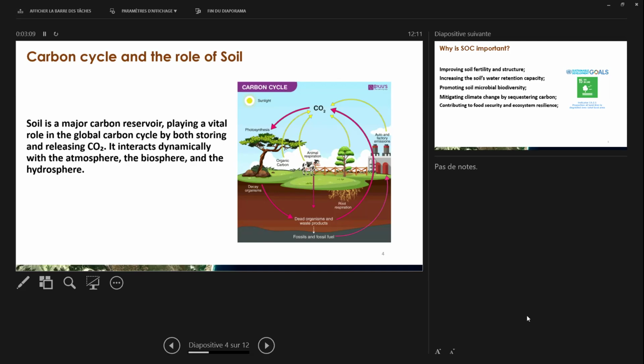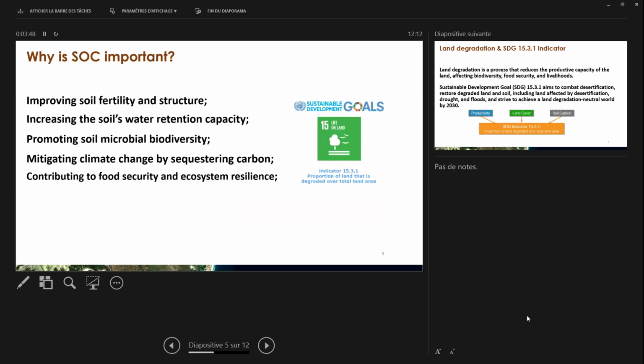For the carbon cycle, we have different parts. If we start with the decaying organisms, the dead organisms and waste products, then the root respiration, in order to adapt to the carbon dioxide, and then photosynthesis as the last phase of this cycle.